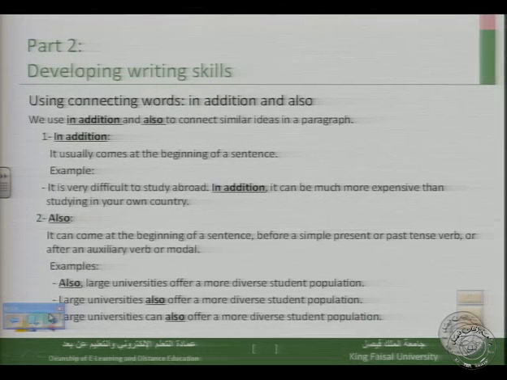The examples are, the first one, also large universities offer a more diverse student population, or large universities also offer a more diverse student population. And the last example, large universities can also offer a more diverse student population. Here in the third example, we have also coming after a modal. When also comes at the beginning of the sentence, we have to write the A in a capital letter, and we have to write a comma after it.